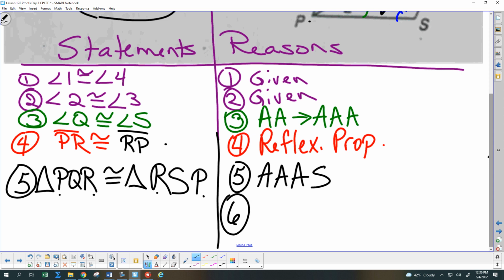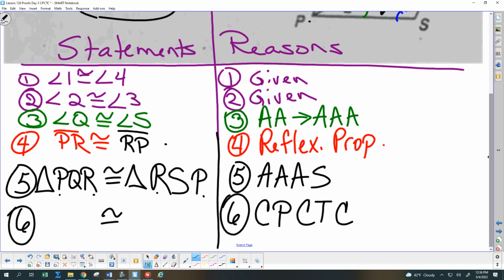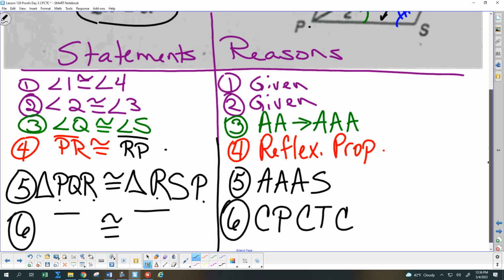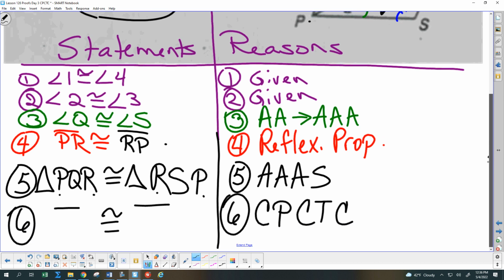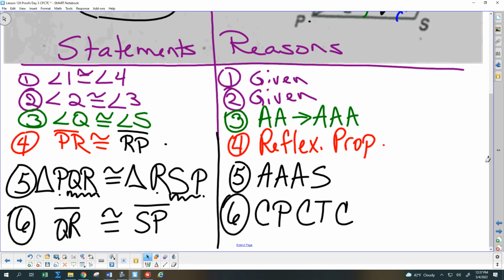So I can say that those corresponding parts of congruent triangles, since I've shown the triangles are congruent, are also congruent. And that lets me say that those 2 line segments, the top and the bottom, QR and SP, are congruent. And sure enough, second then third letter, second then third letter. So questions with a CPCTC proof, don't forget to check what you are asked to show.